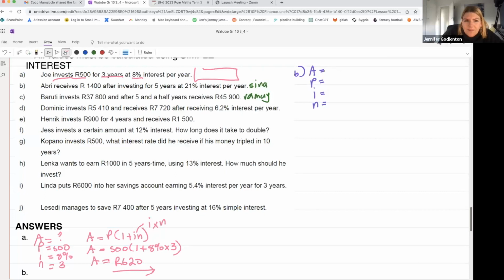I know that the P is the amount that was given, I is the interest, and the N is the amount of years or months they gave us, ma'am. Good. Okay, so have a look at the question. How many years was in the question? We had 5 years, ma'am. Good. Okay, so we know N is 5. What's my interest? What's I?